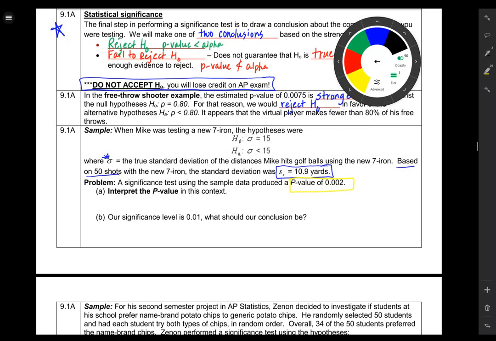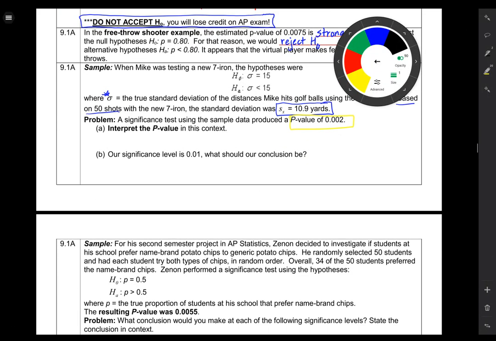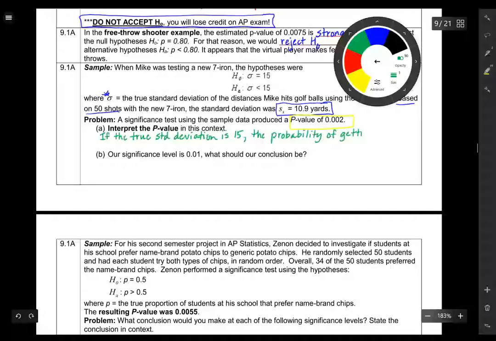And I am pretty positive you will get a quiz question or test question where you have to interpret what a p-value actually means in context. So in this case, remember a p-value is based on the fact that the null hypothesis is true. And the null hypothesis is 15 yards. So if the true standard deviation is 15 yards, the probability of getting a sample, or in this case, getting a 10.9 standard deviation from our sample, would be 0.002.